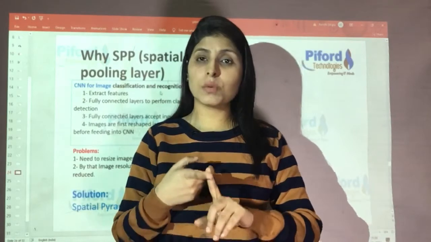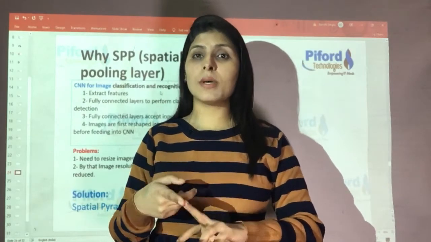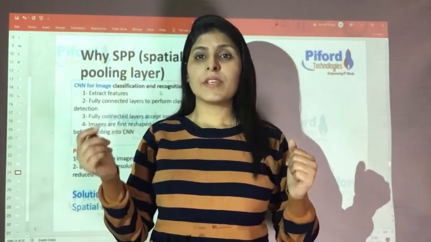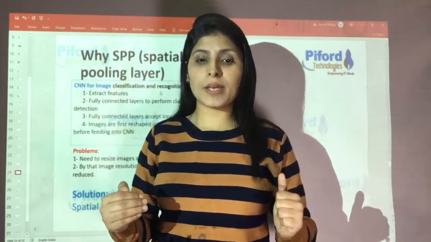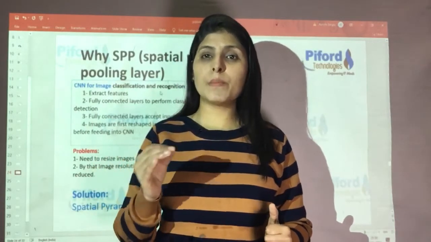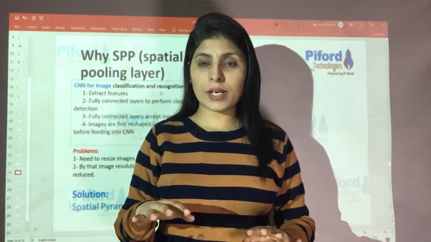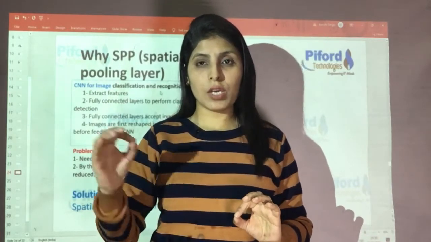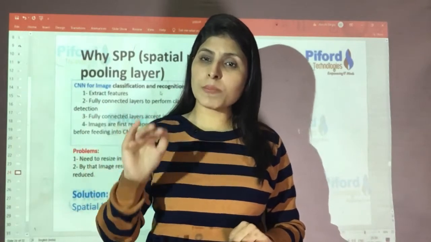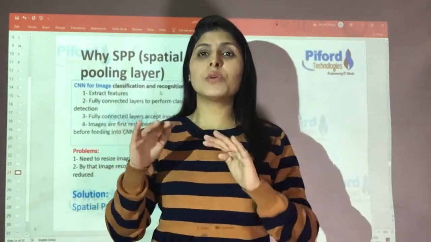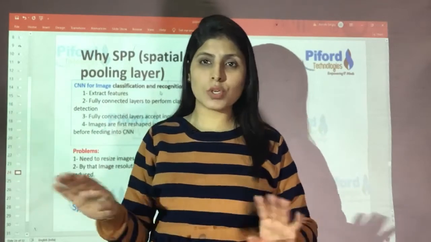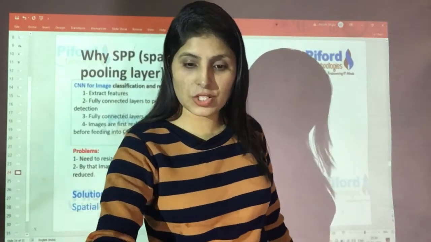First of all we need to resize, and if we are resizing our image, then the resolution is getting affected. So the solution to this problem is spatial pyramid pooling. Using spatial pyramid pooling, we can provide any size of input image to our convolutional neural network, and the task of spatial pyramid pooling is to give us a fixed size dimension. Let me show you how it performs this functionality.